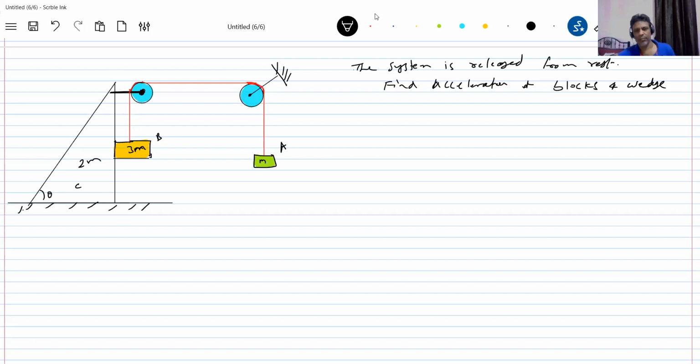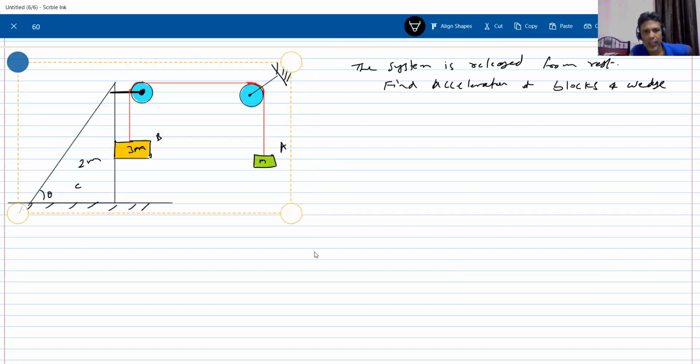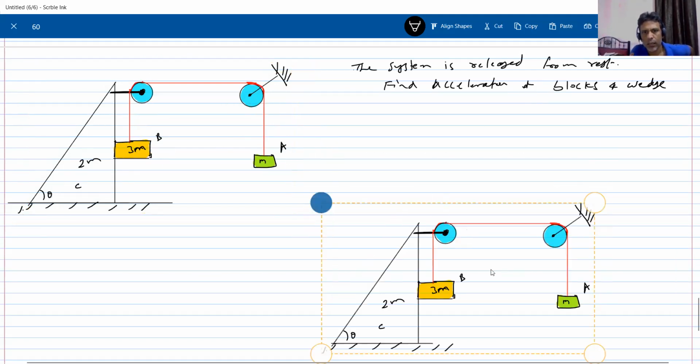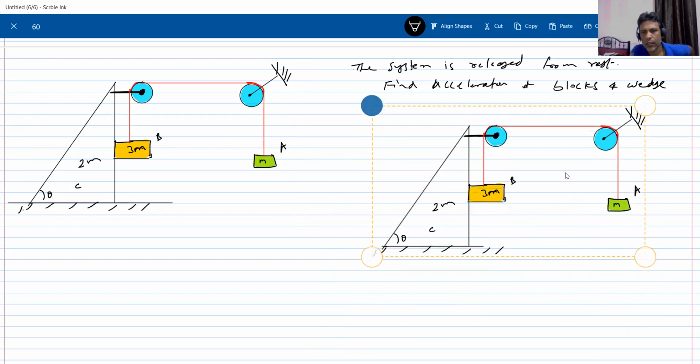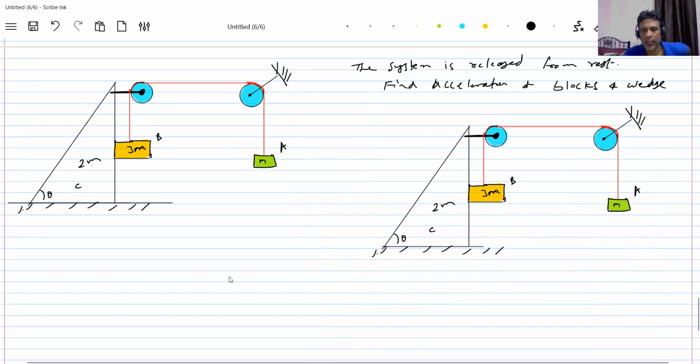Here the block B and the wedge are in contact. So first you have to go for the forces that are acting on the system. The moment I release, the weight will act. And due to that weight, how will the blocks first try to move?